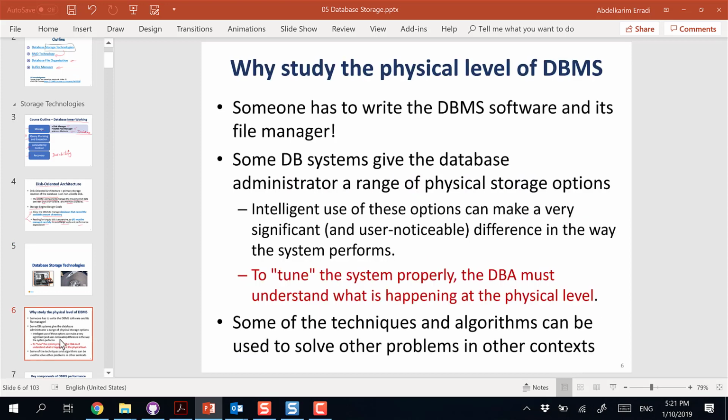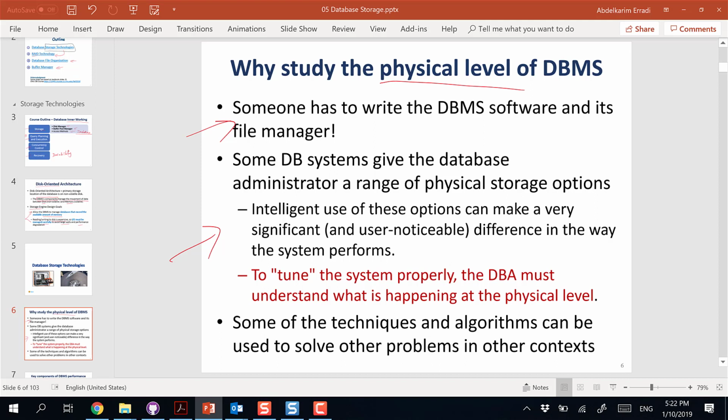First, we need some motivation. Why? First of all, we need to worry about the physical level of the database. Why do we need to understand the storage engine and how the database physically manages the data on disk? This is very important for many reasons. One is someone out there has to write the storage engine, so they need to understand it to be able to write it.